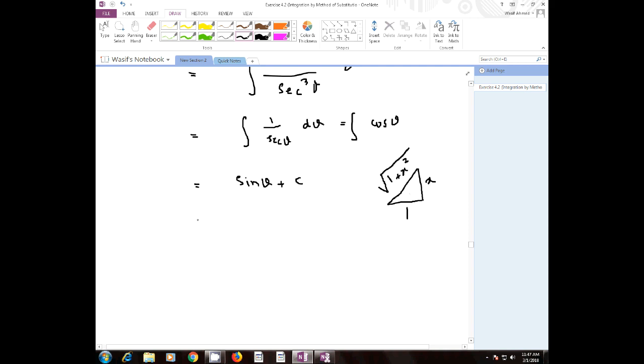So from here we have the value of sine theta equal to perpendicular over hypotenuse, that is x divided by square root of 1 plus x square, plus a constant of integration. So that's the answer. Yes, this is the correct one. So that's it from our today's lecture.